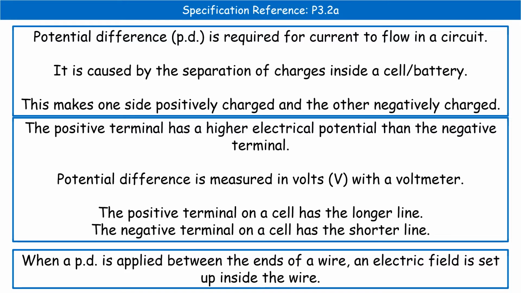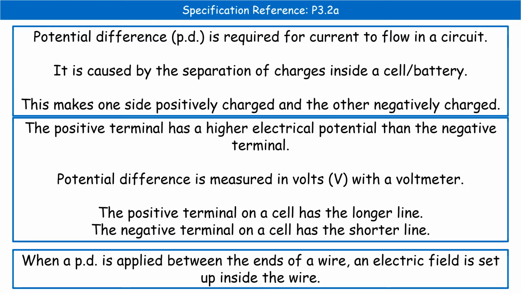Now, the reason we've got this potential difference is because inside our cell or battery, we've got this separation of those charges, the positives and the negatives. Therefore, what we have is a positive side and a negative side. The positive terminal has a higher electrical potential than the negative. And this is what we're measuring, the potential difference, the difference between the positive terminal and the negative terminal. Potential difference itself is measured in volts, which has a symbol of a capital V, and the bit of equipment we use is a voltmeter.